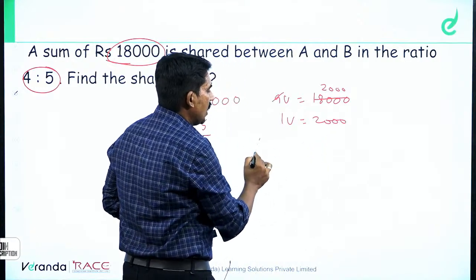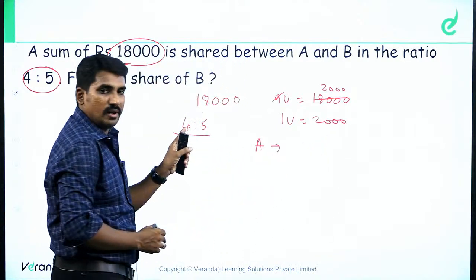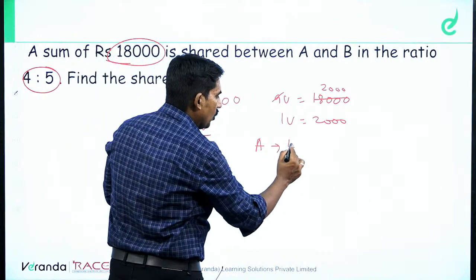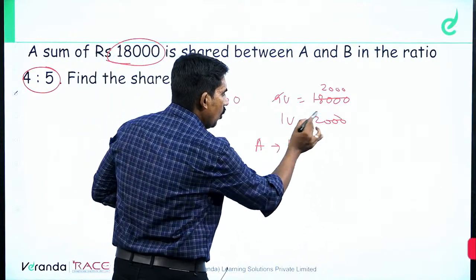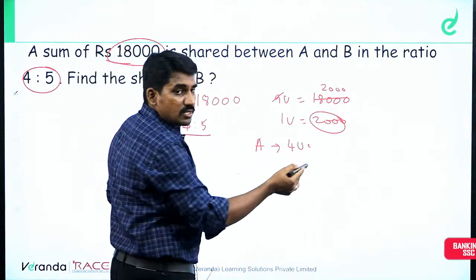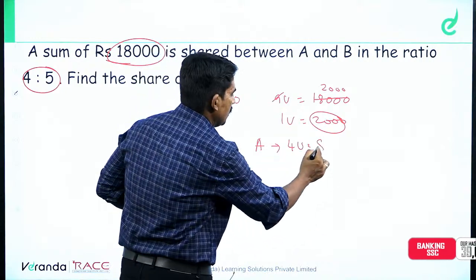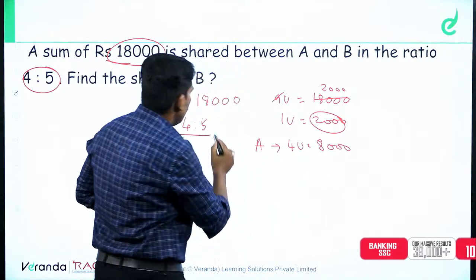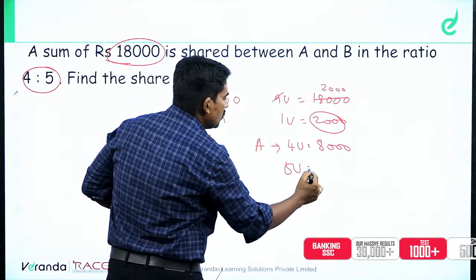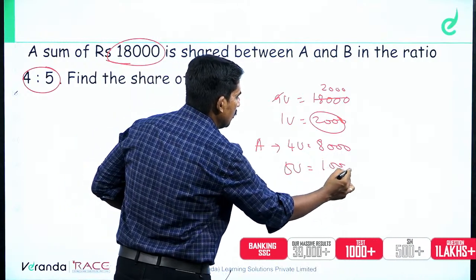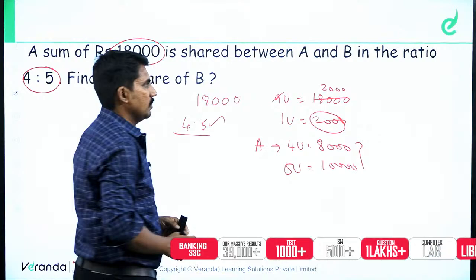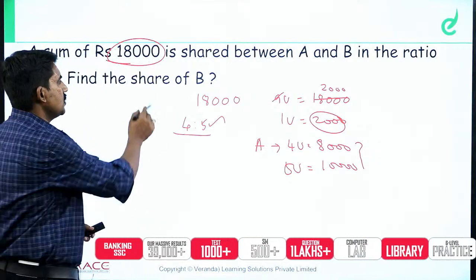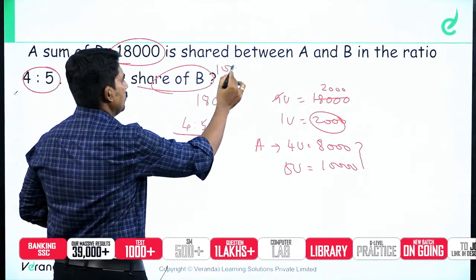Now A value we need, A is how many units? 4 units. That 4 units is 4 into 2,000, yes, 8,000. Then 5 units: 5 into 2,000, 10,000. Total 18,000. B share is the question. Share of B is 10,000. Clear?